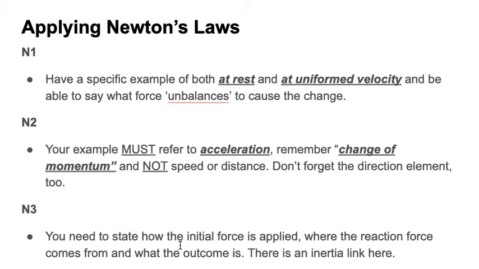And with Newton 3, it's the easiest one to remember: every action has an equal and opposite reaction. However, for example, make sure we state what the initial force is. So the dancer applies a force to the ground, and that is where the reaction force comes from. The ground will then apply an equal and opposite force back, and the dancer would jump in the air.